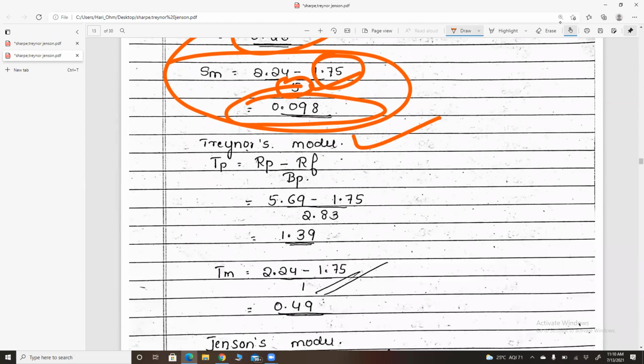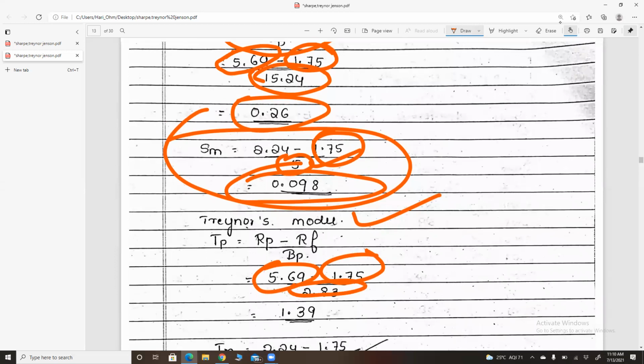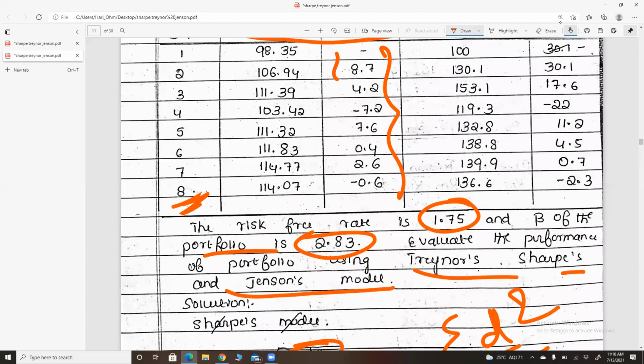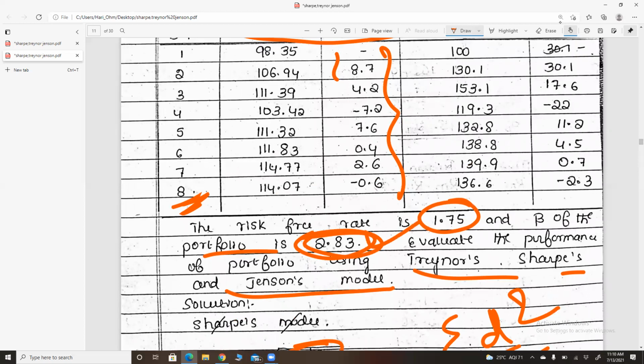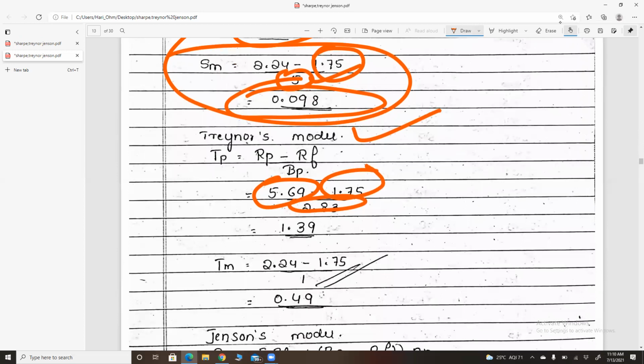Next, apply Treynor's method. RP minus RF. RP, that is 5.69, 1.75 is the RF, divided by beta. Beta is given in the question, that is 2.83. See here, 2.83, that is the beta. So apply. So you get the answer 1.39.